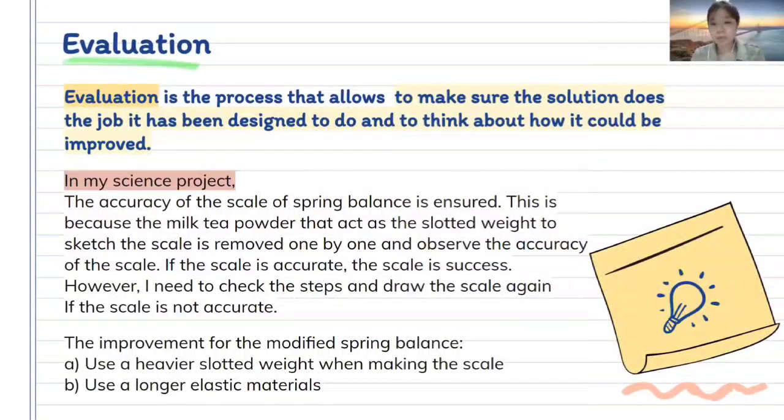If the scale is accurate, the scale is a success. However, I need to check the steps and draw the scale again if the scale is not accurate. So the improvement for the modified spring balance can be done by using a heavier weight when making the scale, or using a longer elastic material such as a longer rubber band.